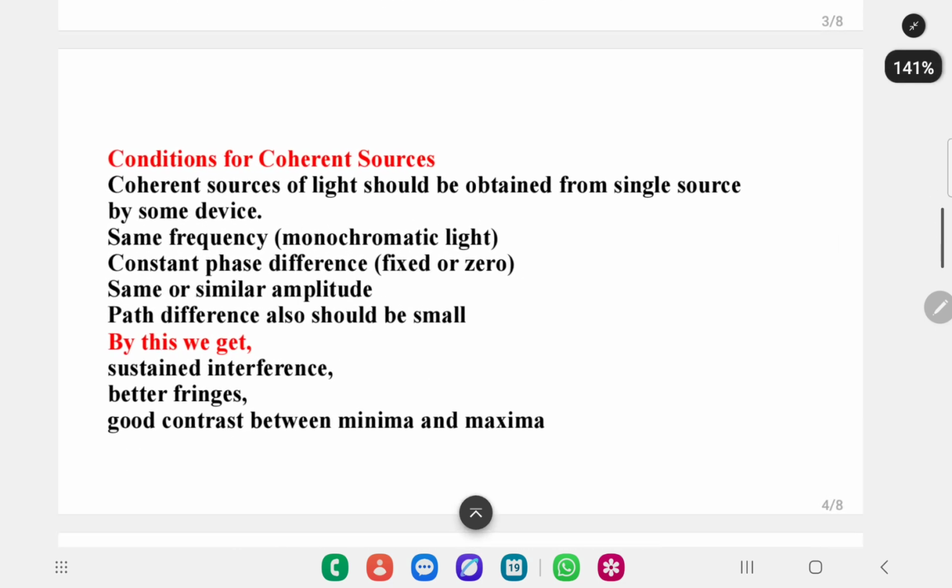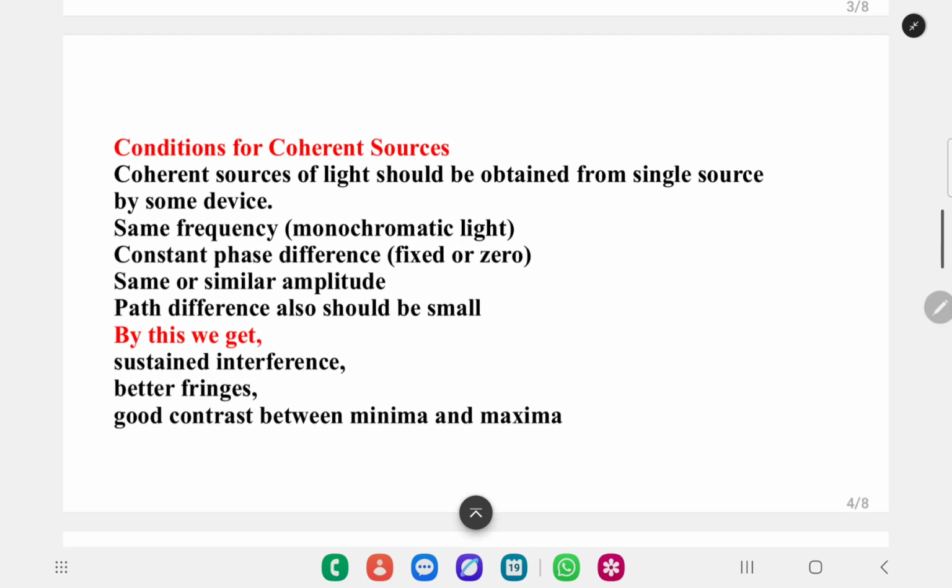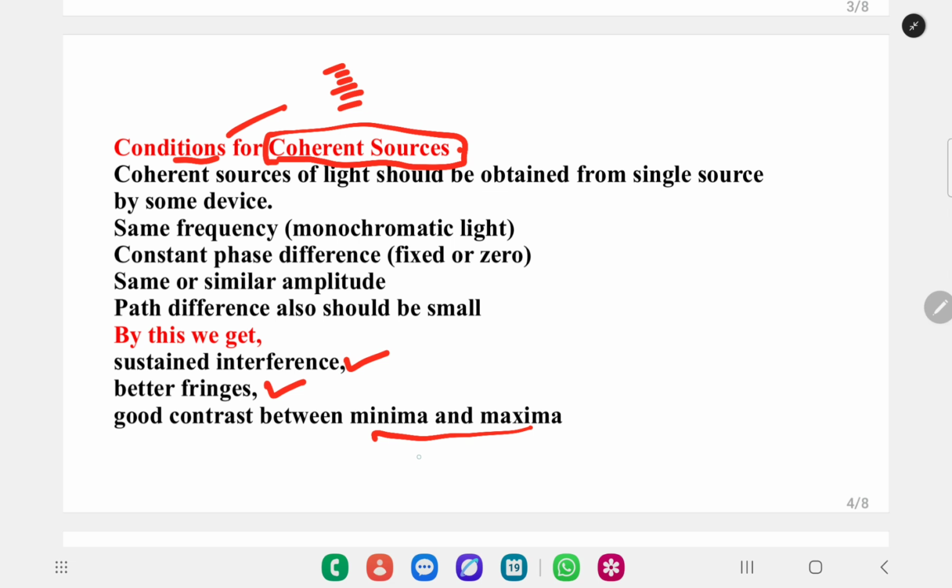Before going to temporal coherence and spatial coherence, we will see what are the conditions to get coherent sources. What are the conditions to get a better interference pattern when there are two or more coherent sources? How can we get sustained interference, better fringes, and good contrast between minima and maxima? There are some conditions to fulfill these rules. So let us see what the conditions are.